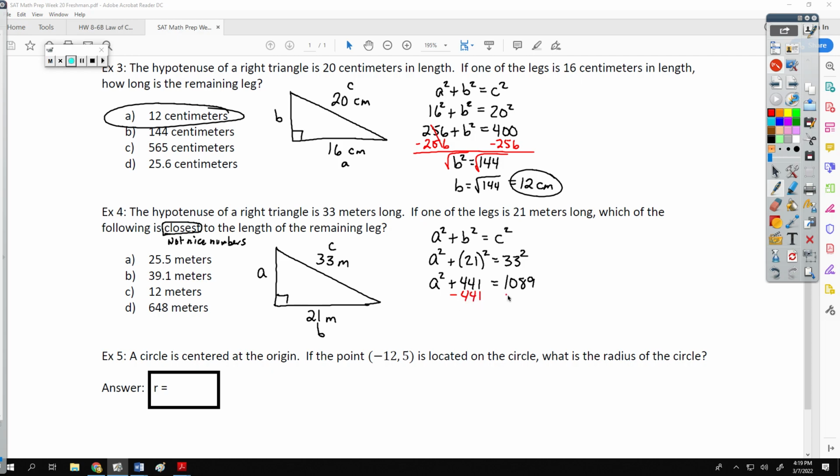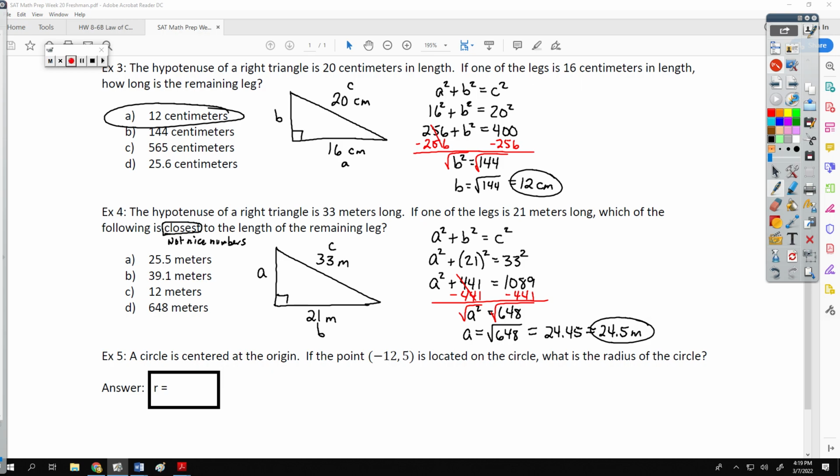So subtract 441 from each side. So we have 1089 minus 441, so a squared is equal to 648, and then we still take the square root to get the a by itself. So a is equal to the square root of 648, and we type that into our calculator to get a decimal approximation. It is 24.45. If we look at our answers, that would be approximately 24.5 meters.